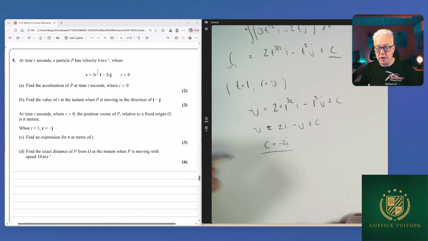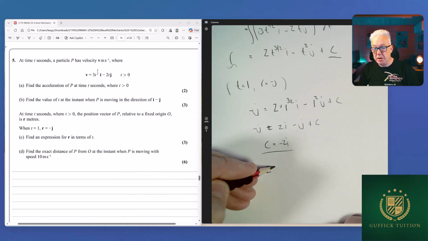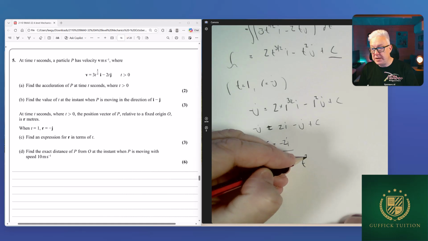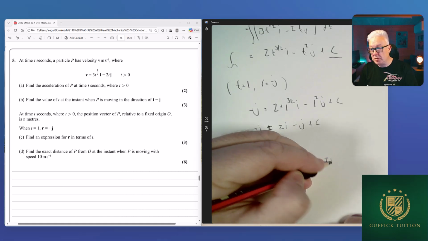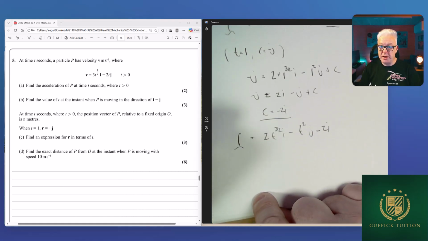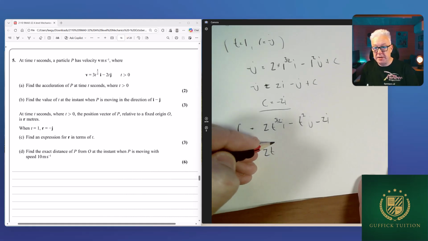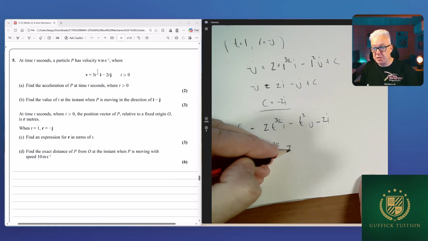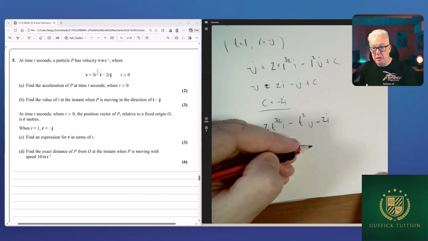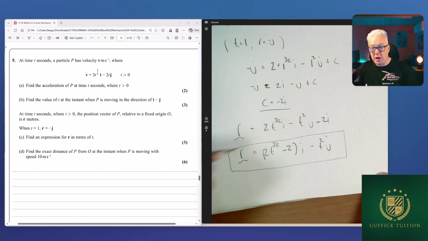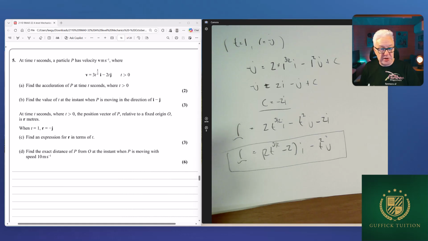So now we've got our full equation for r. We can say that r is equal to 2t to the 3 over 2 i minus t squared j minus 2i, which we can now combine the i components together to give us (2t to the 3 over 2 minus 2)i minus t squared j. So there's our full equation for r. That is part C done for 3 marks.